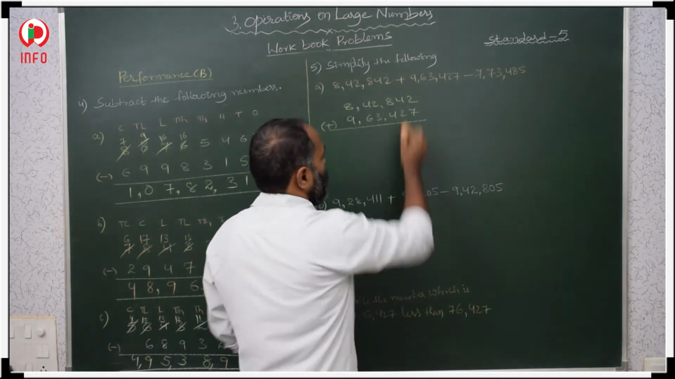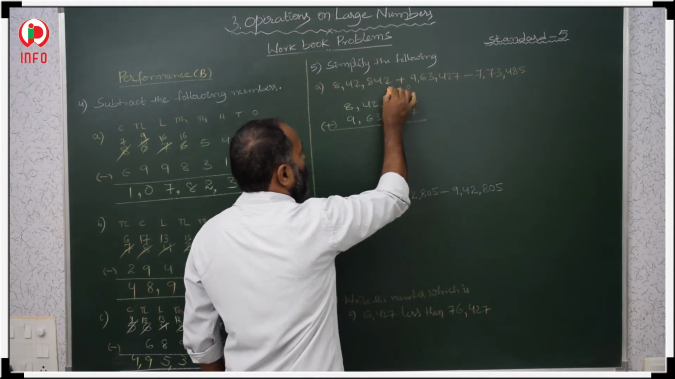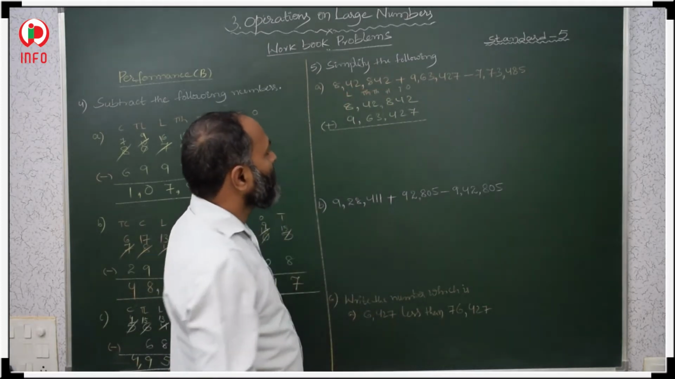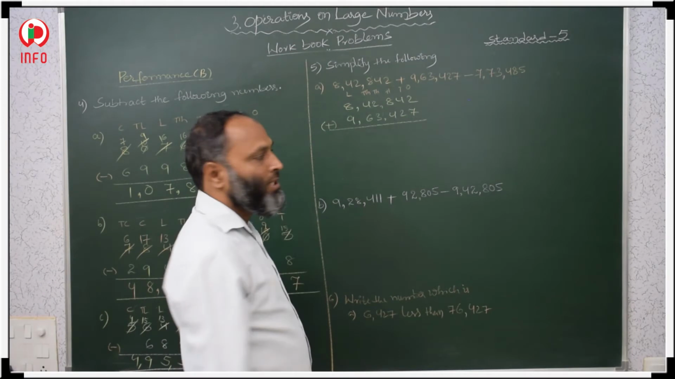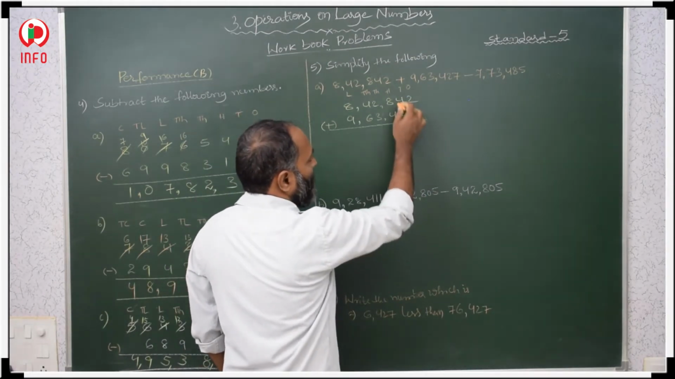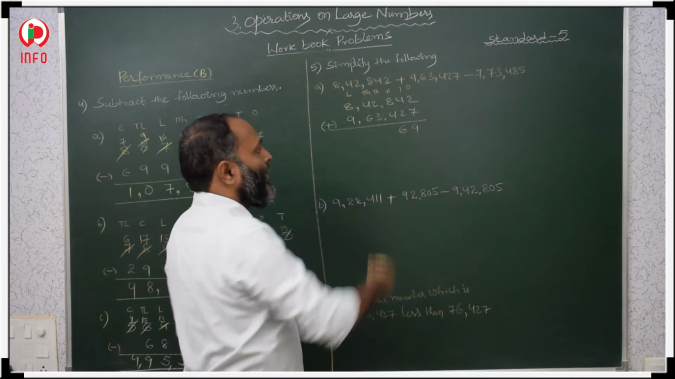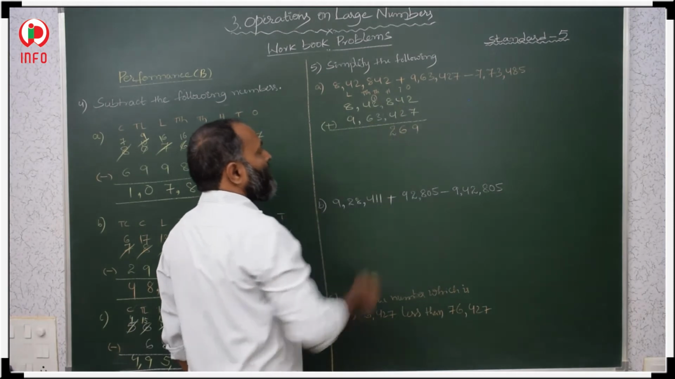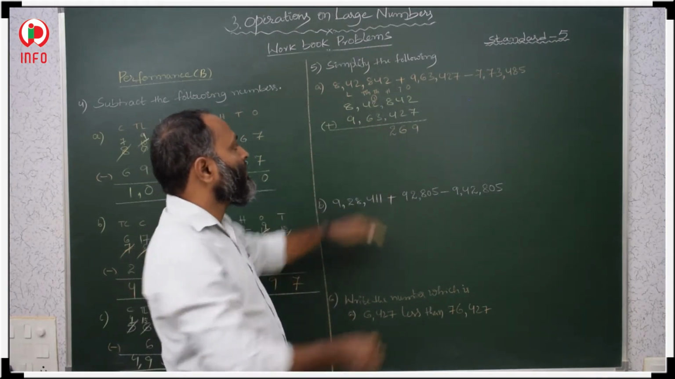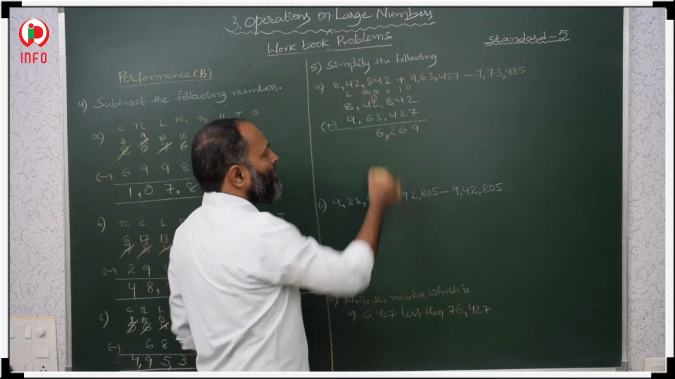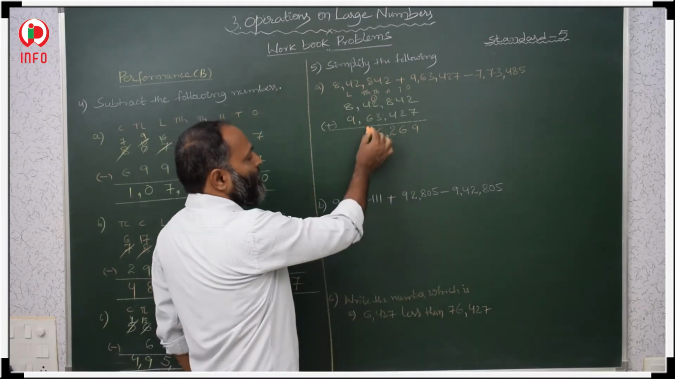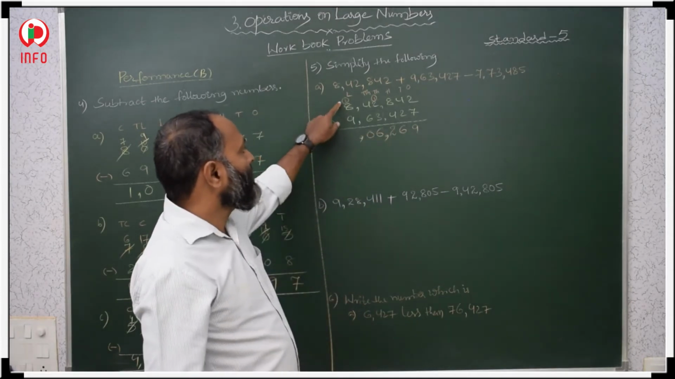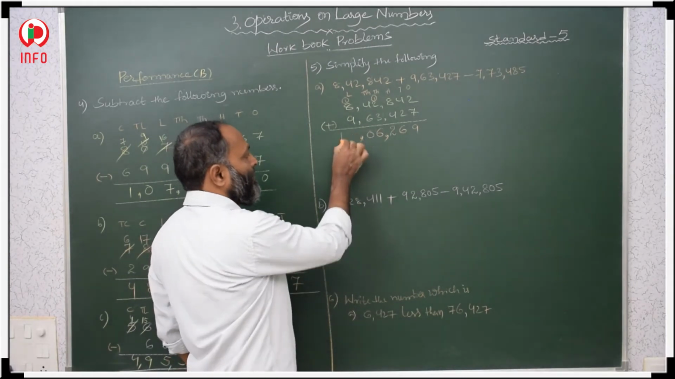This is ones place, tens, 100, 1000, 10,000, lakh. 7 plus 2, 9. 4 plus 2, 6. 8 plus 4, 12, means 2 hundreds, 1000. 2 plus 1, 3, 3 plus 3, 6. 6 plus 4, 10. 10 means 0, 10 thousands, 1 in lakh space. Then 8 plus 1, 9, 9 plus 9, 18.